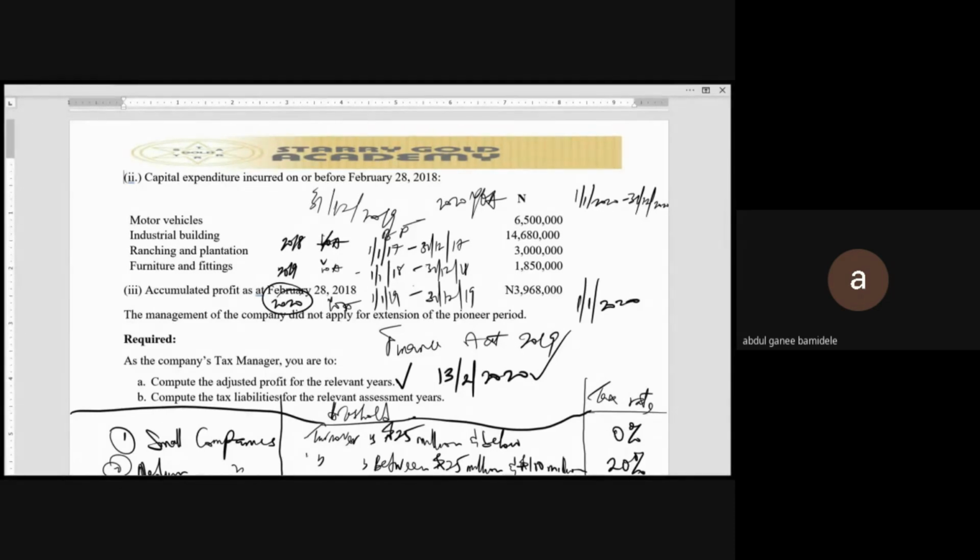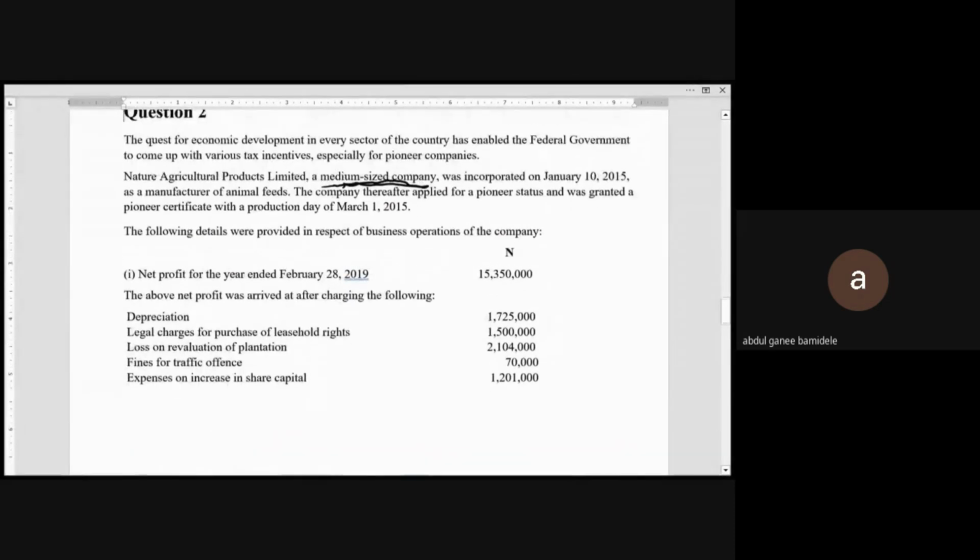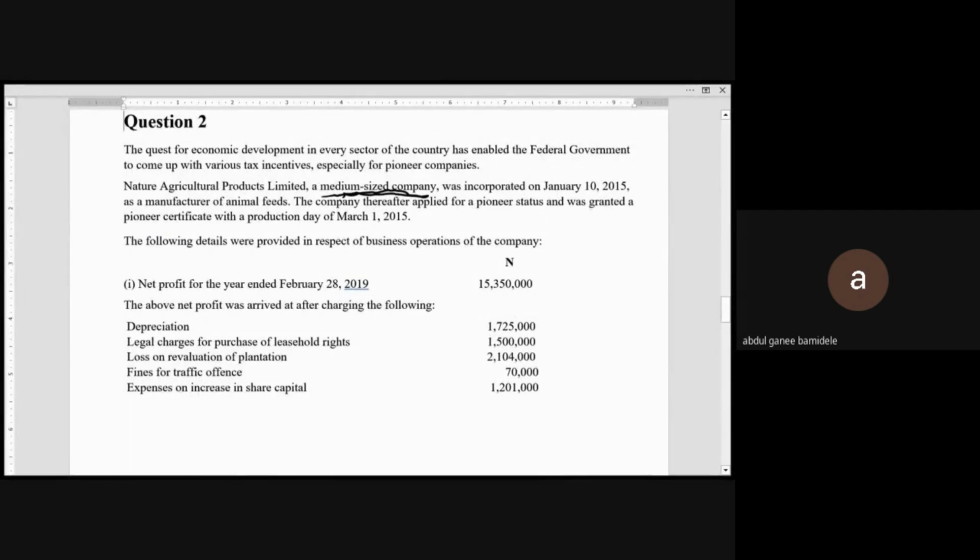So for a company that has Pioneer status, in the question we were told that the company thereafter applied for Pioneer status and was granted a certificate with a production day of March 2015. Now, if the production day is March 1st, 2015, the next 1 year will be ending February 28, 2016. Am I correct? The next 2 years will be ending February 28, 2017. Am I correct? And the third year will be ending February 28, 2018.